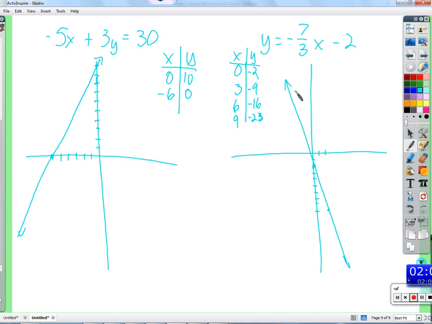Okay, so if you take your constant here and you put it over each one of these to divide it, you get 30 divided by negative 5x, and then you get 30 divided by 3y. Then you get negative 6 over x. X is in the denominator. Negative 6 over x, and then you get 10 over y.